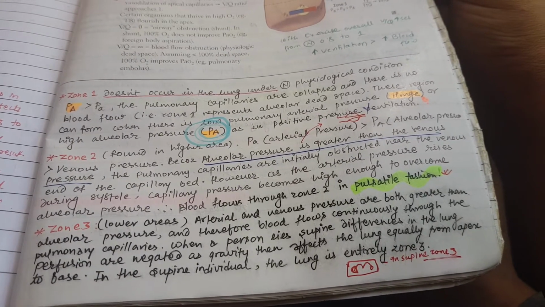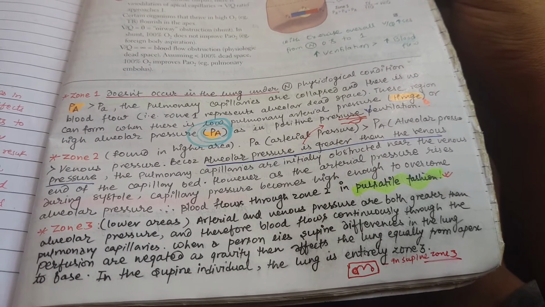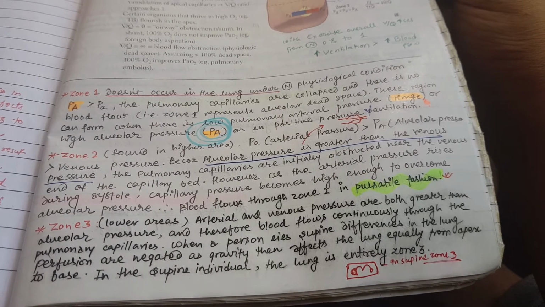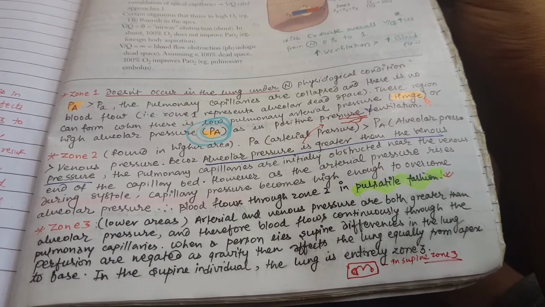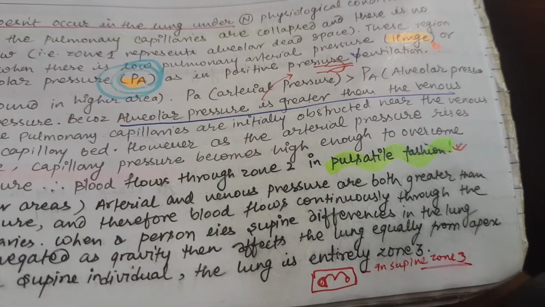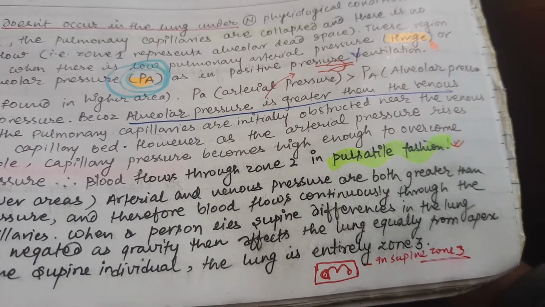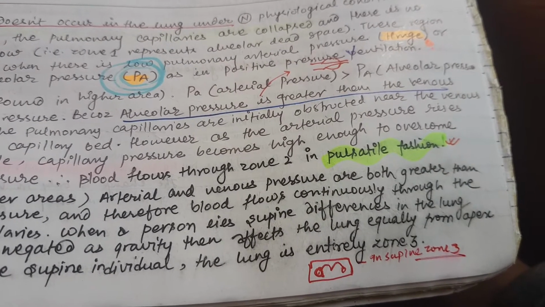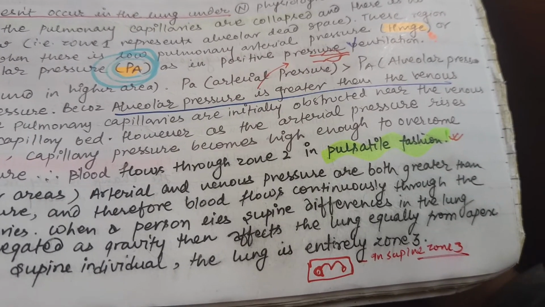When a person lies supine, differences in lung perfusion are negated, as gravity then affects the lung equally from the apex to base. In the supine individual, the lung is entirely zone 3. That is why I have drawn this cartoon where the person is lying supine, and you can see it is structured into 3. I think it is a girl. That should remind you of zone 3.